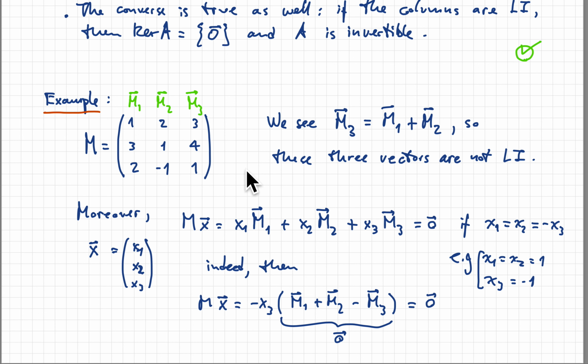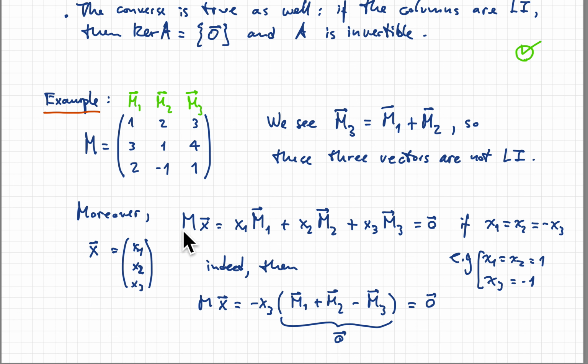And what you see in this matrix, and I built this matrix like this on purpose, is that M3 is equal to M1 plus M2. Let's check it out. So 3 is 1 plus 2, 4 is 3 plus 1, and 1 is 2 minus 1. And so indeed, the last column is a linear combination of the other two columns, M1 plus M2. And so these three vectors are not linearly independent. Okay, so if these three vectors are not linearly independent, let's see what happens.